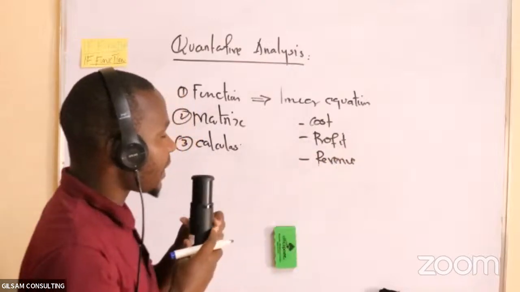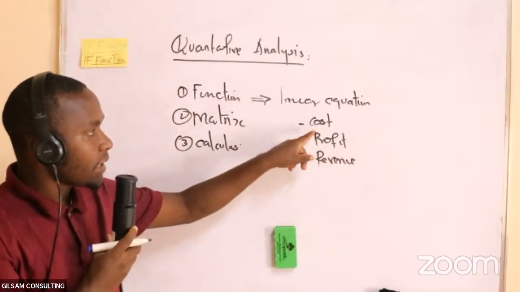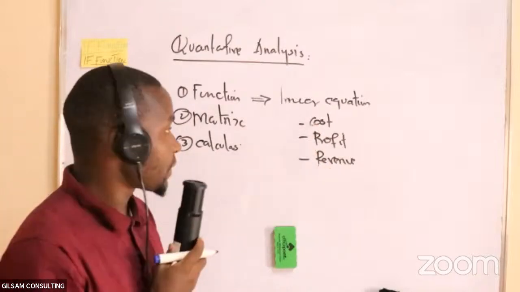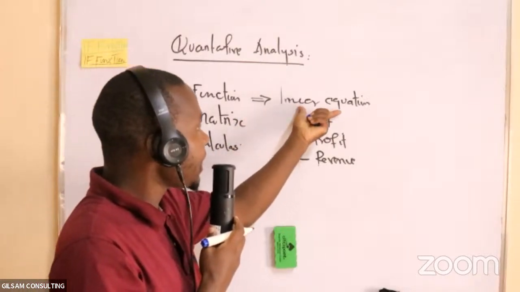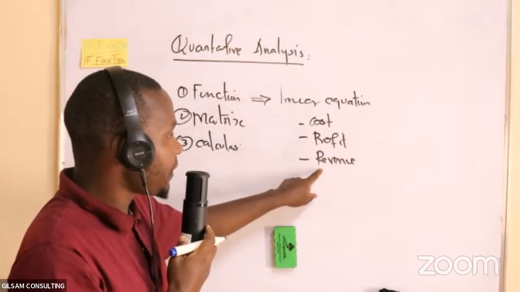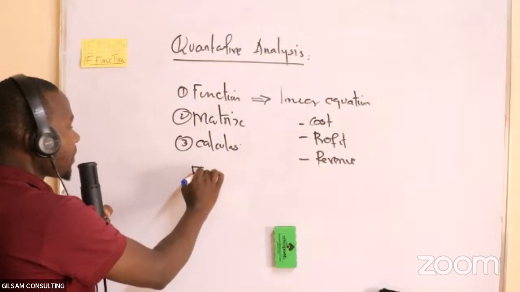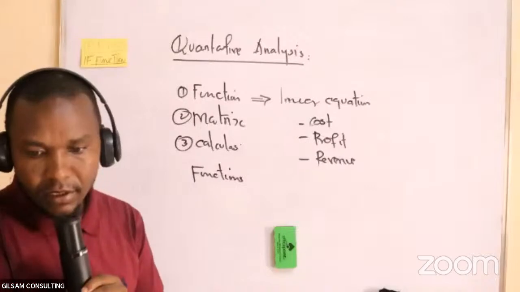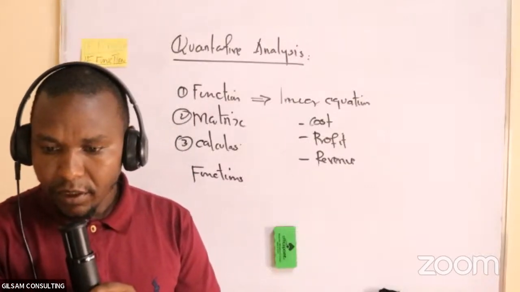Remember, cost, profit, and revenue: these are different things. Profit is after we have adjusted the cost, but revenue is before adjustment of the cost. So this function, which can be a linear equation, will help you to get the cost, the profit, and revenue. So that's why we have the function.